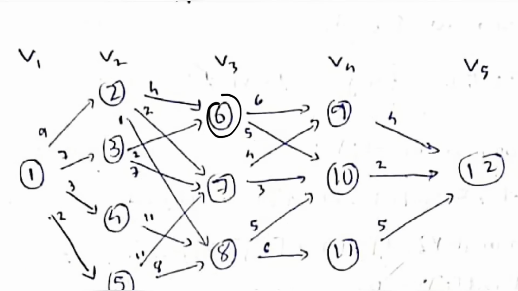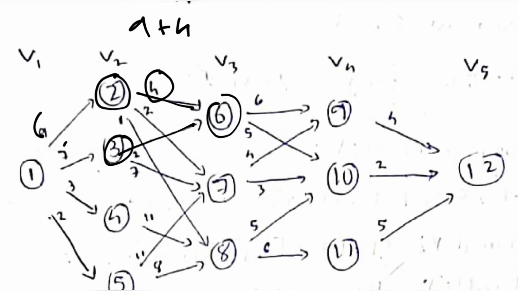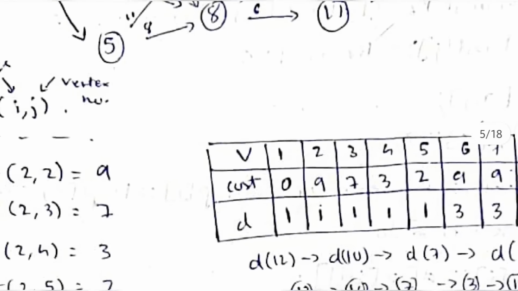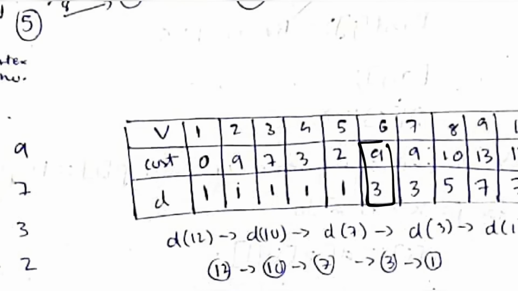See, we can reach 6 from this one and this one also. So in this case we have to choose which is the minimum. How we will calculate? What is the cost of 2 plus this edge? Means what is the cost of 2? It is 9 plus this edge is 4. This is one possibility. Second possibility is cost of 3, which is 7, 7 plus what is the cost of this edge? It is 2. 9 plus 4 or 7 plus 2. This is shorter one, so I'll be discarding this one and I'll be choosing this one. What is the cost? Cost is 9 and the vertex is 3. Okay, so I'll be writing 9 and 3 below 6.